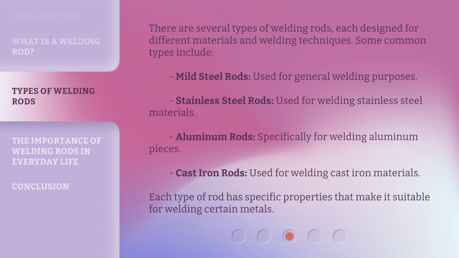There are several types of welding rods, each designed for different materials and welding techniques. Some common types include mild steel rods, used for general welding purposes; stainless steel rods, used for welding stainless steel materials; aluminum rods, specifically for welding aluminum pieces; cast iron rods, used for welding cast iron materials. Each type of rod has specific properties that make it suitable for welding certain metals.